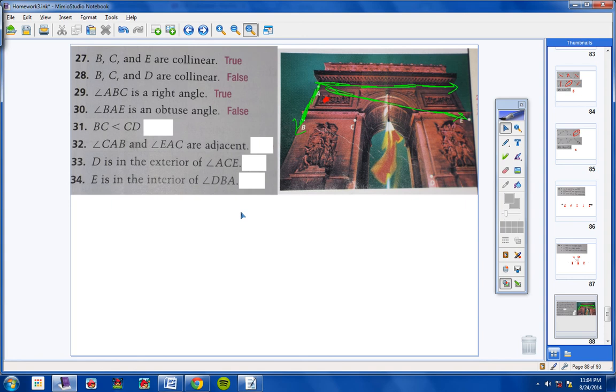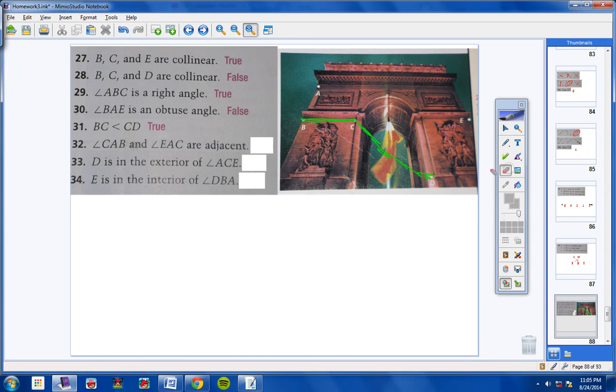Okay, number 31, BC is less than CD. All right, let's take a look at this. Here's BC right here, and here's CD coming across like this. To me, it's very obvious BC is less than CD. And all that we have to go by, of course, is just the photo that we're looking at. But yes, it does look to be true. Okay, number 32.